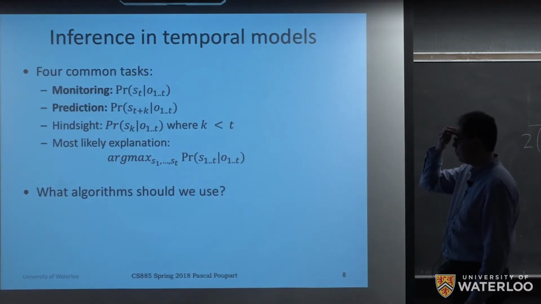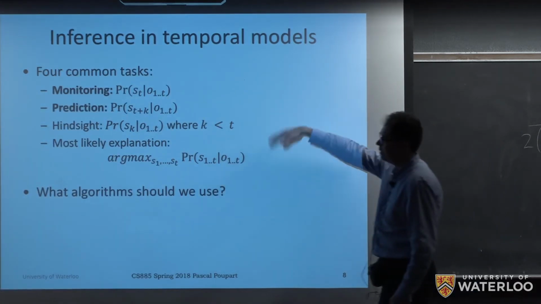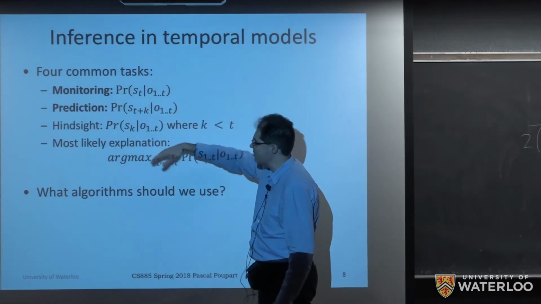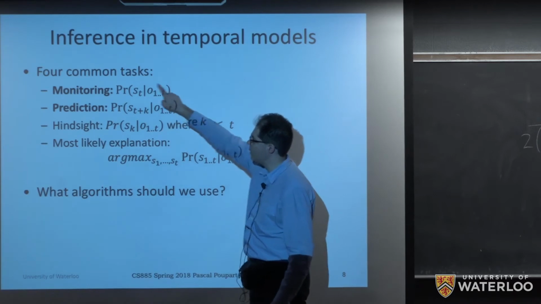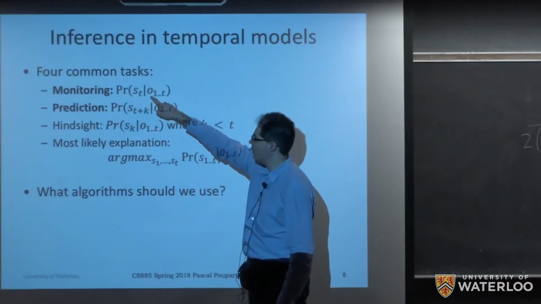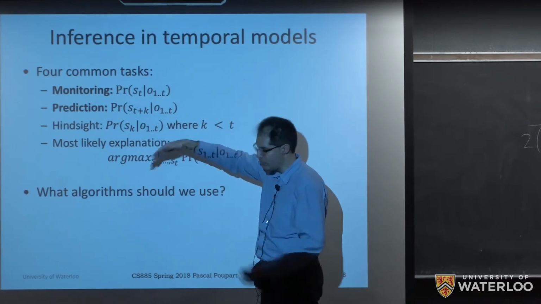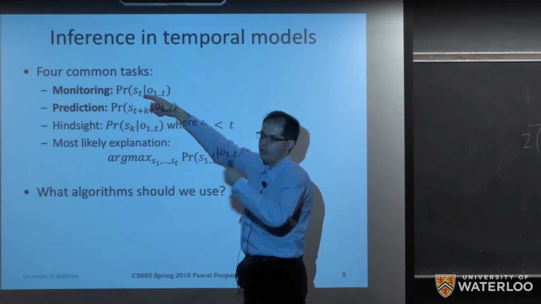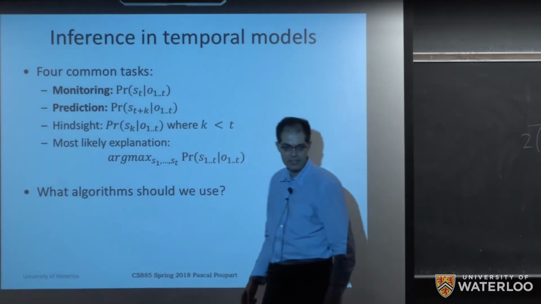More generally, we can say that with a hidden Markov model, there are several classic tasks. What I've talked about so far is what is known as the monitoring task. You have some observations up to time step t, and you're trying to monitor or to estimate your current state at time step t.